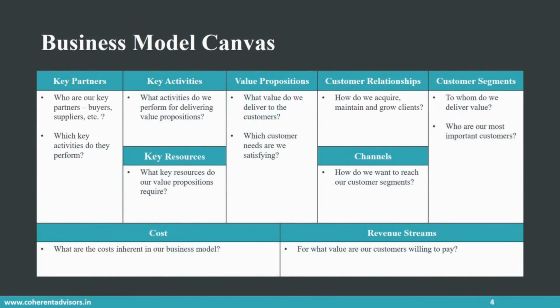A business model canvas helps to clearly define all the different aspects of the business, which can help us in determining which business model might be best for us. It helps to identify who are our key partners, buyers, suppliers, the collaborators. What are the activities do we perform? What is the value that we intend to offer to our customers? How do we maintain and grow our clientele? What are the customer segments we intend to serve and who are our most important customers?